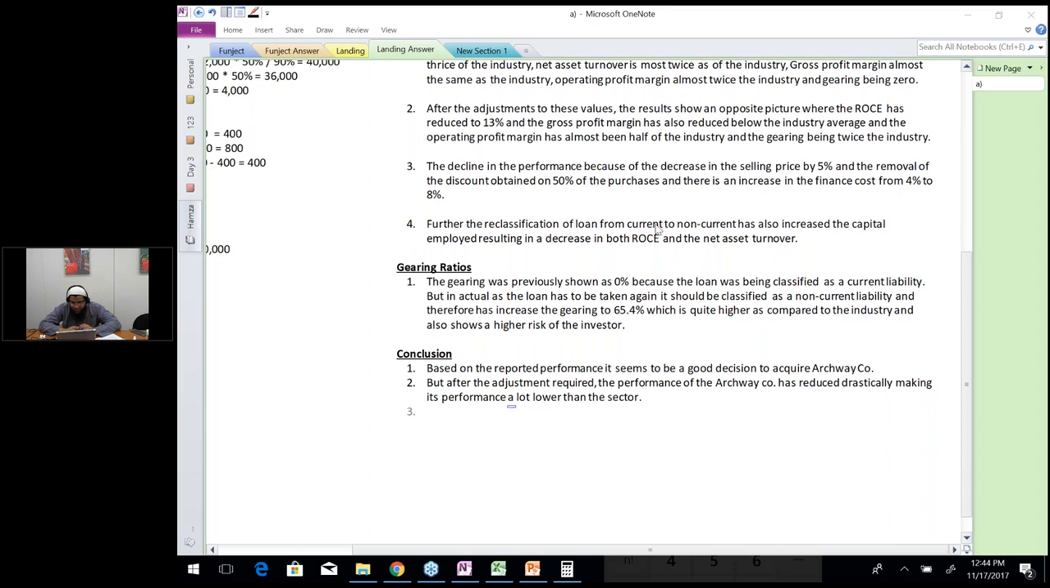Yes, you can do that, Harsh. Taken again means that we are going to repay the loan and then we are going to take the loan back. So in actual, we haven't repaid. If you look at the substance of the transaction, legally we are repaying and taking it back, but the substance form says that you haven't actually repaid the loan. So that is not a current liability, that is a non-current liability.